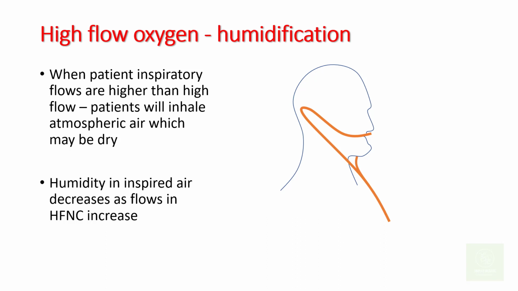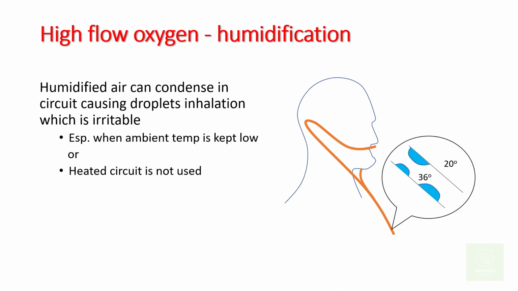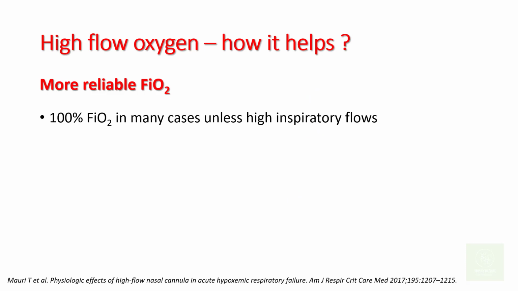Also, humidity in the inspired air decreases as you increase the flow rates on the high flow nasal cannula. One of the problems is condensation, and this would typically happen when the ambient temperature is low and a heated circuit is not used. As we already discussed, high flow oxygen can give you more reliable FiO2 if your inspiratory flows are less than 60.